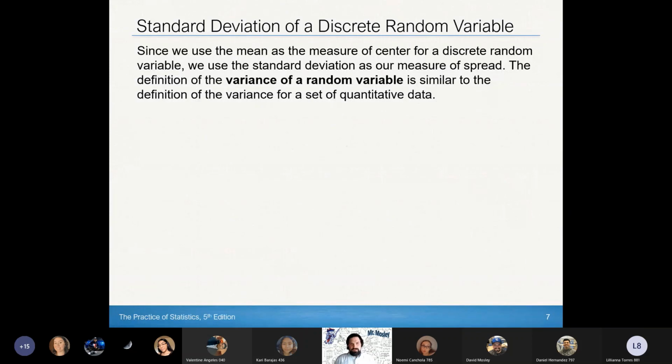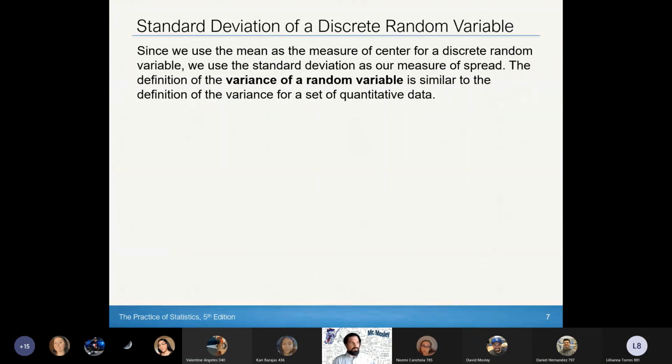So next, we found the mean. Now we're going to do the standard deviation. Since we use the mean as the measure of center for a discrete random variable, we use the standard deviation as our measure of spread. Remember, those go together. The definition of the variance of a random variable is similar to the definition of the variance for a set of quantitative data.